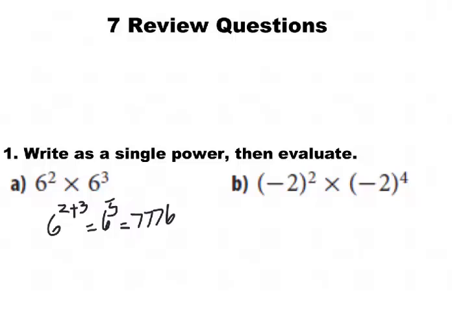Part B, negative 2 exponent 2 times negative 2 exponent 4. Bases are the same, negative 2, so we add exponents, so we get negative 2 exponent 2 plus 4, which is negative 2 exponent 6. If you use your calculator, negative 2 exponent 6 is positive 64.